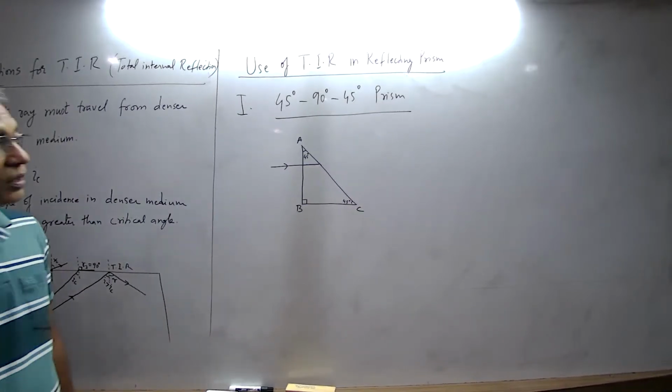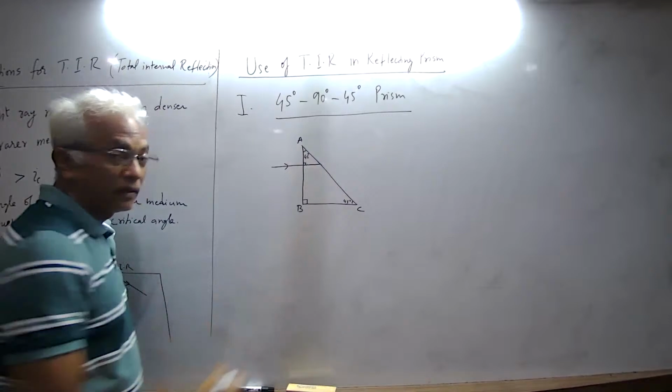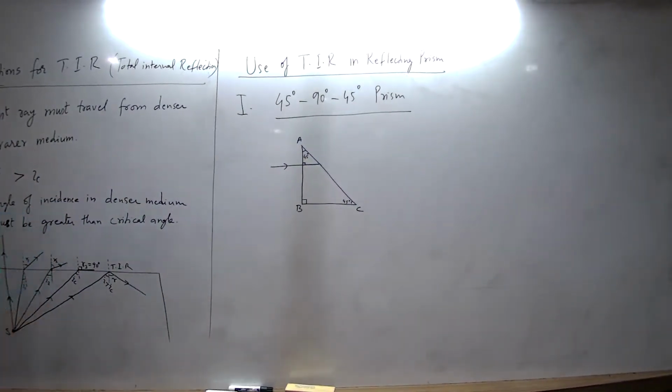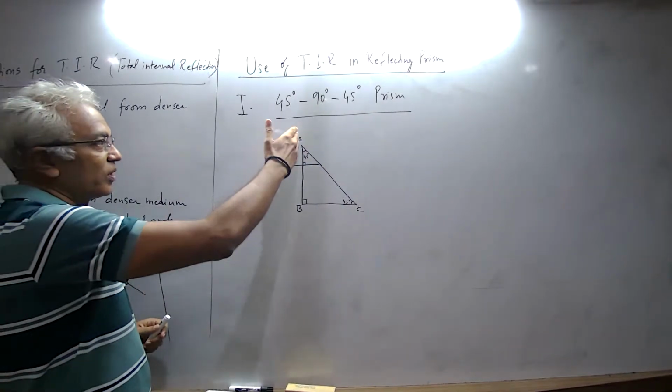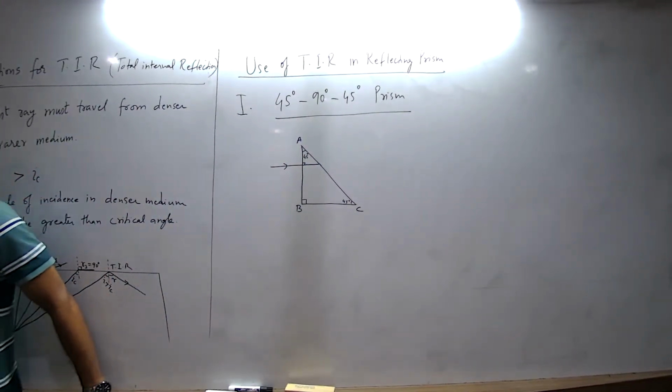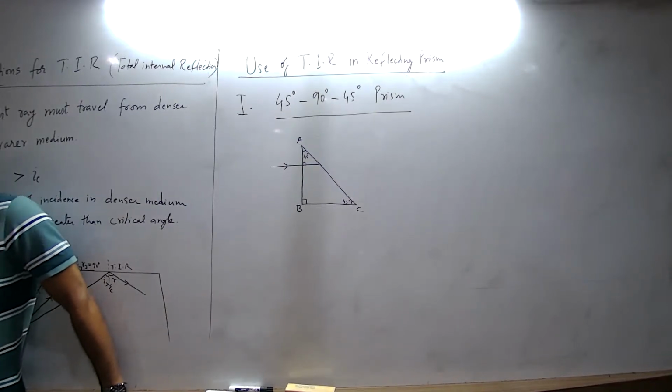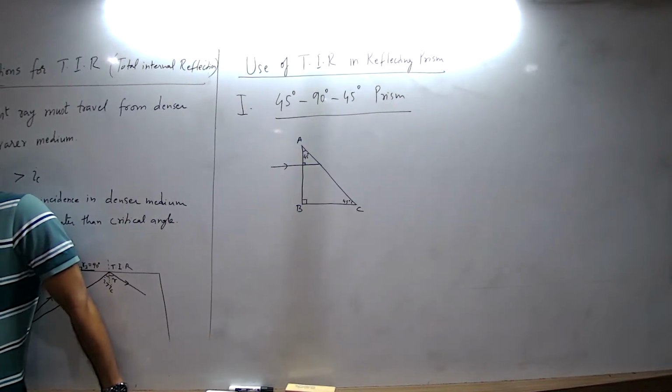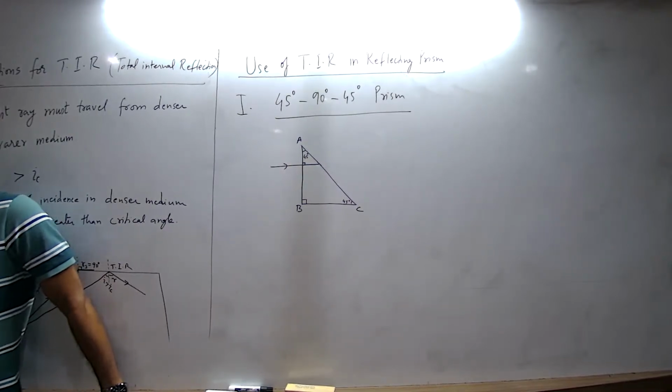What is the angle of incidence? Where is the angle of incidence? There are angles of incidence on two faces, AB and AC, right? What is the angle of incidence on face AB? 90. How many say 90? What's your answer? What is the angle of incidence on face AB?